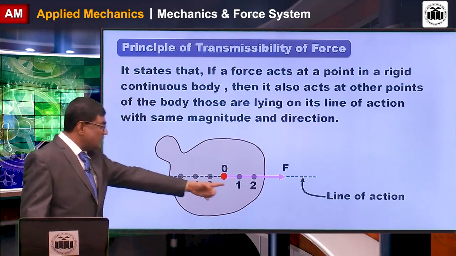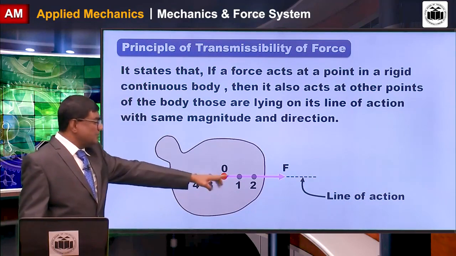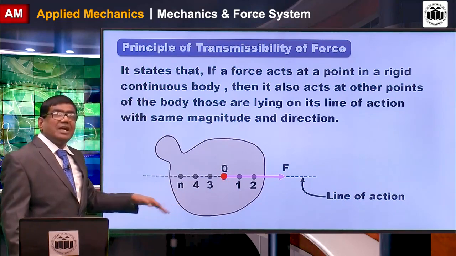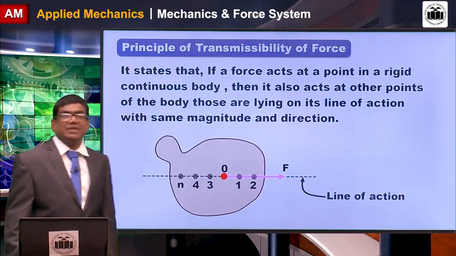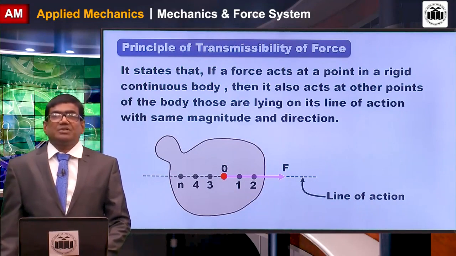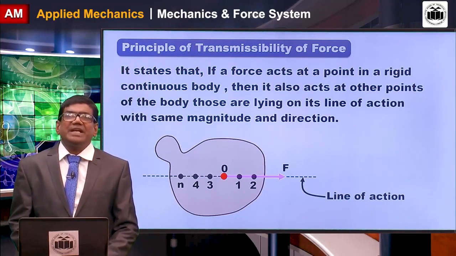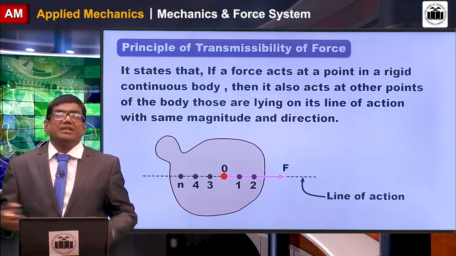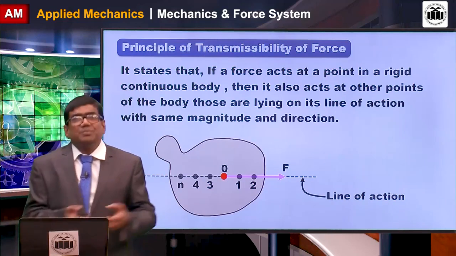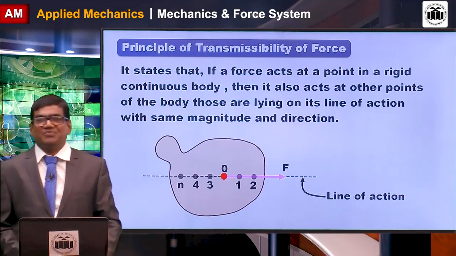Let us see. Points A, 1, 2, 3, 4 or nth. The blinking points, which are lying on its line of action, are also subjected to the same amount of force. This is the statement and principle known as transmissibility of force. A very good example of this: when a locomotive is propelled by the engine, the force generated in the engine at the front also pulls forward the bogies connected one by one to the engine. This is the use of the principle of transmissibility of a force.